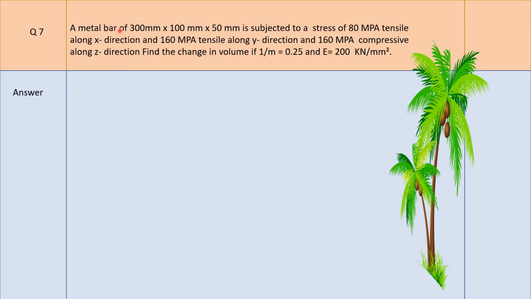A metal bar of 300 mm by 100 mm by 50 mm is subjected to a stress of 80 megapascal tensile along x direction, 160 megapascal tensile along y direction, and 160 megapascal compressive along z direction. Find the change in volume if 1 upon m is equal to 0.25 and E is equal to 200 kilonewton per mm square. Now we want to find a change in volume.